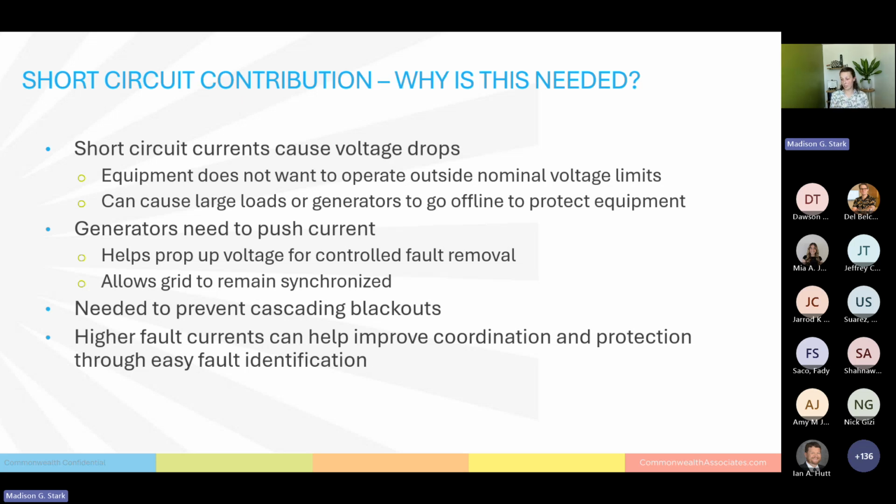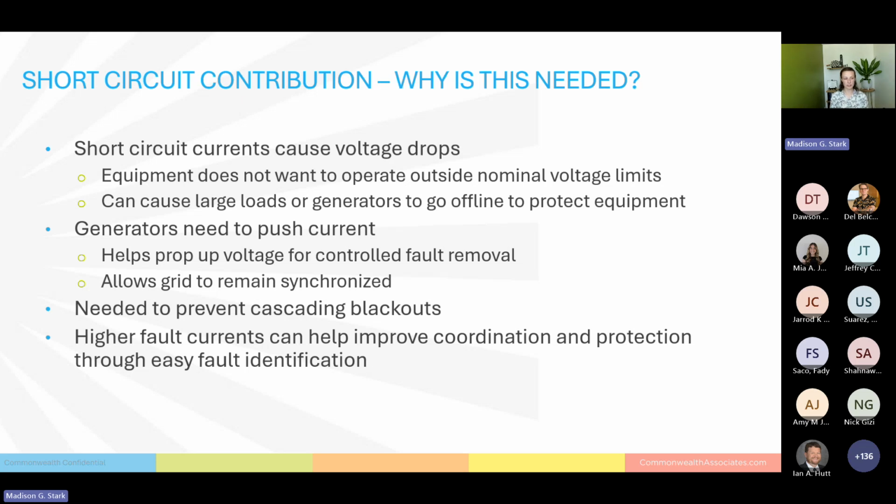So generators, when they push current and force that current into the system, are helping prop up the voltage. And they're propping up the voltage for long enough that the system remains online, and those faults can get controlled, either removed or shut off or remediated, whatever the case may be. And what this does is it allows the grid to remain synchronized and connected.